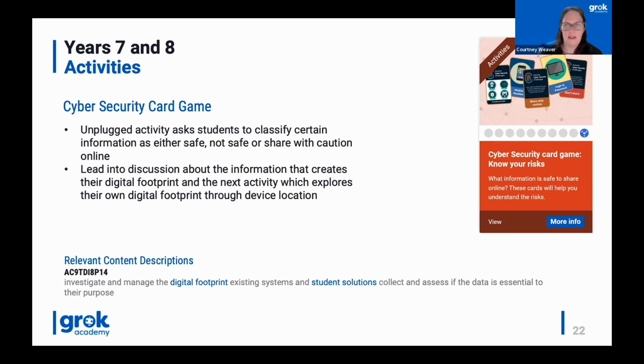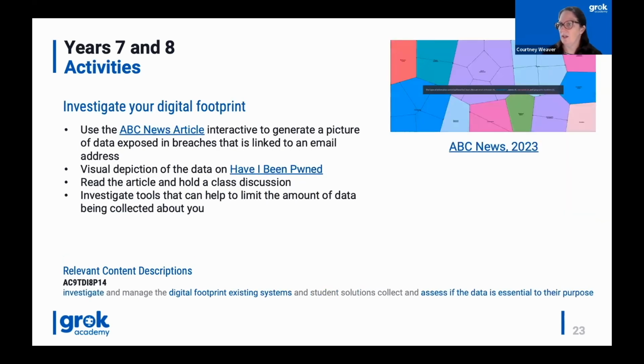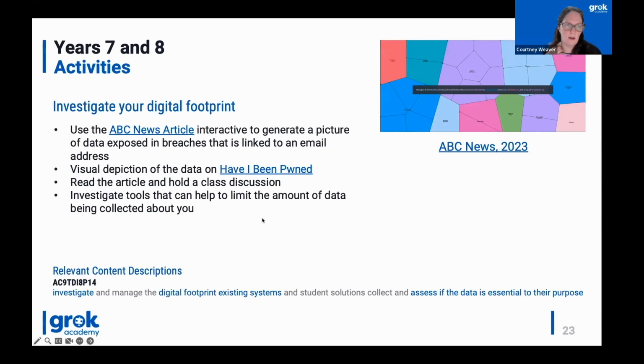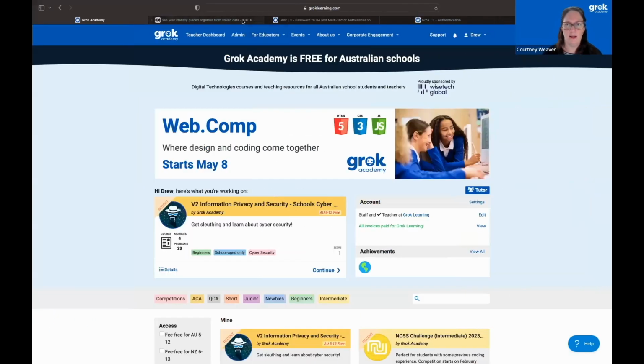So the next activity that we've got, ABC News recently published this fantastic article. It's actually using information that was already available on Have I Been Pwned, which looks at how your digital footprint, how your email address has been leaked online, and along with other little pieces of information about you, that is creating quite a complete picture about you online. So, Drew, do you want to just flick over into what that looks like?